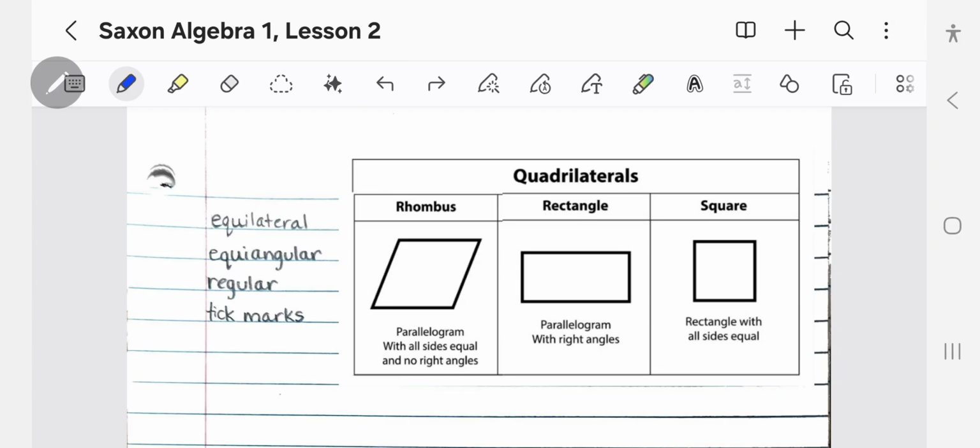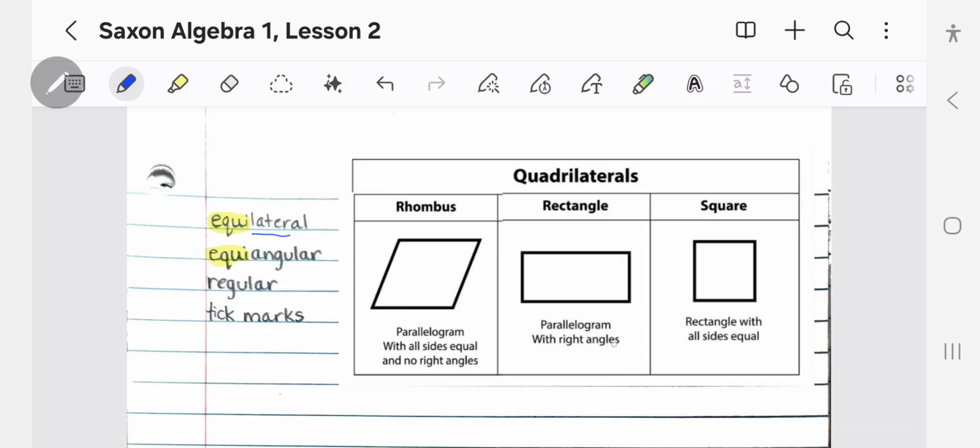Now, another thing that you're going to learn about are different types of quadrilaterals, and we'll get to this more a few videos from now. But for right now, they're talking about equilateral, equiangular, regular, and then we're going to talk about this idea of tick marks, okay? Equilateral, you probably see something here you're used to seeing. It's pretty close to the word equal, okay? Lateral means sides, okay? So equal sides.